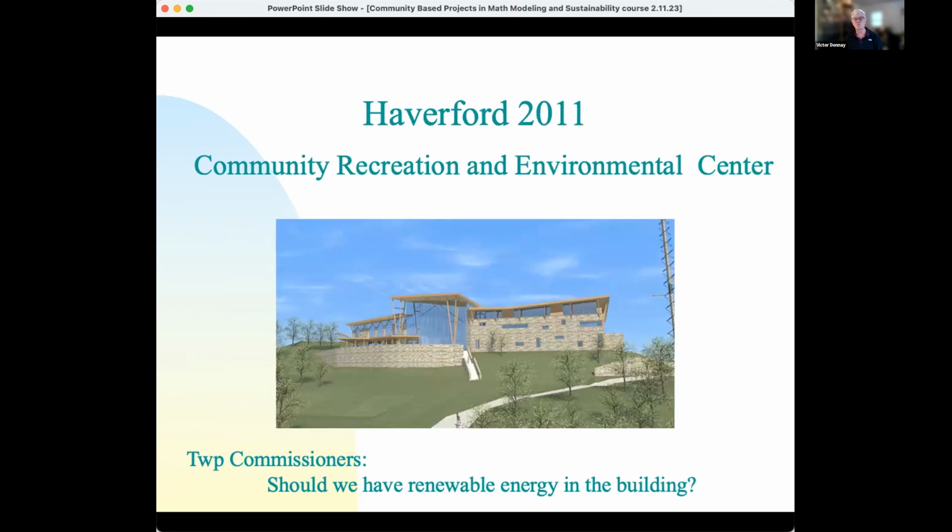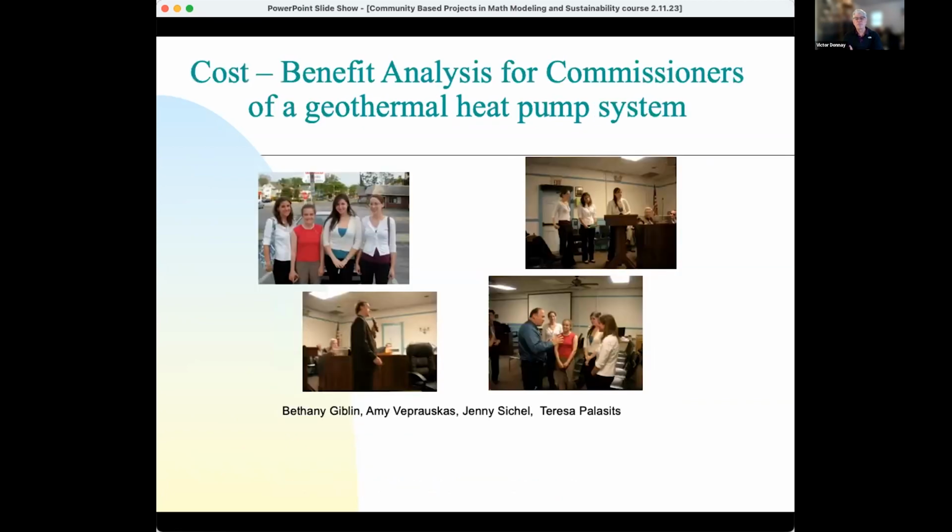Here's actually the first one where I live, outside Philadelphia in Haverford Township. They were in the final stages of designing a community recreation and environmental center, and the commissioners wondered, should we have renewable energy in the building? So the students looked at that. They thought wind where we live is not so good. Solar could be good, but you could add solar later. At the beginning stages, the one you could only do now is the geothermal heat pump, where you put a lot of pipes underground and you use the heat from the ground either in the winter to help heat the building or in summer for cooling.